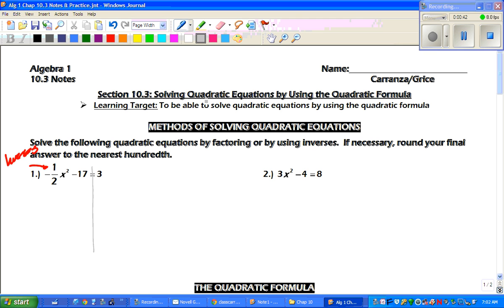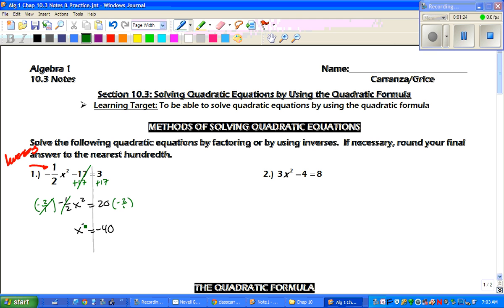So we're going to draw the line down the equal sign. The first thing we're going to do is add 17 to both sides. We're left with negative 1/2 x squared equals 20. Now, to get rid of a fraction, you need to multiply by the inverse, the reciprocal. So I'm going to times both sides by negative 2/1. Those cancel, and we're left with x squared equals negative 40.